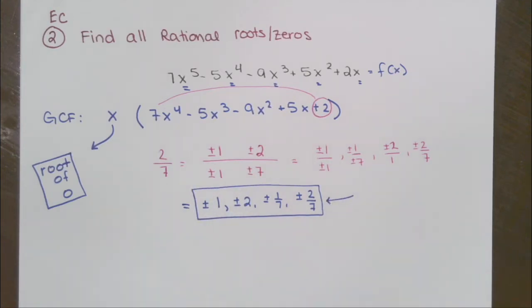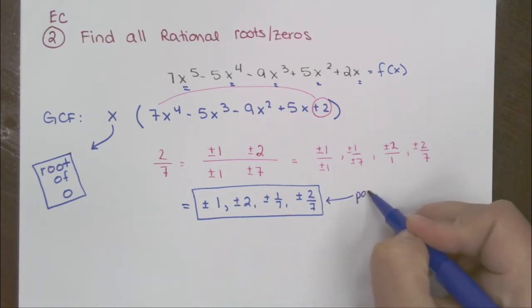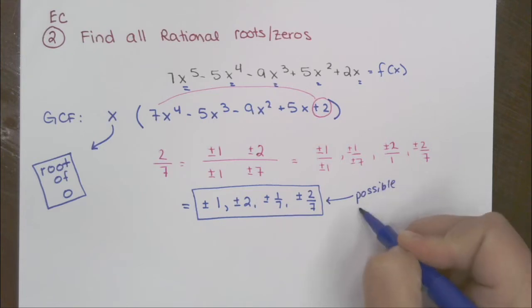It's like saying, for example, it might rain tomorrow. How will I for sure know if it rains tomorrow? Well, I'm going to get to tomorrow, and I'm going to live through tomorrow. I'm going to check if it rains. Same thing here. These could be your zeros. These could be your roots, but we have to go and check them in order to make sure if they actually work or not. So these are your possible rational roots.